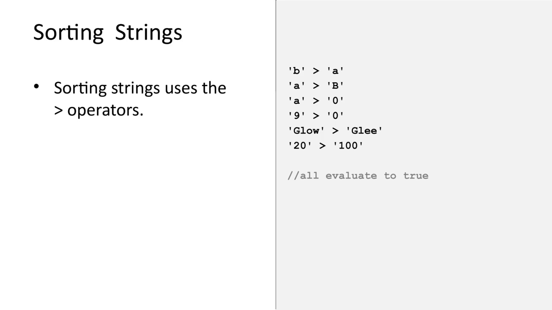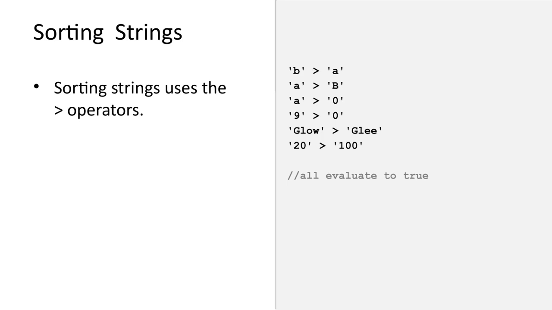A sort function can be used to sort a list of values. If the values are numeric, then there is no issue. But if the values are strings, then the sort function will need some kind of rule for sorting the strings. For strings, the sort function will use the greater than operator to compare values. In the code, a number of examples are shown.